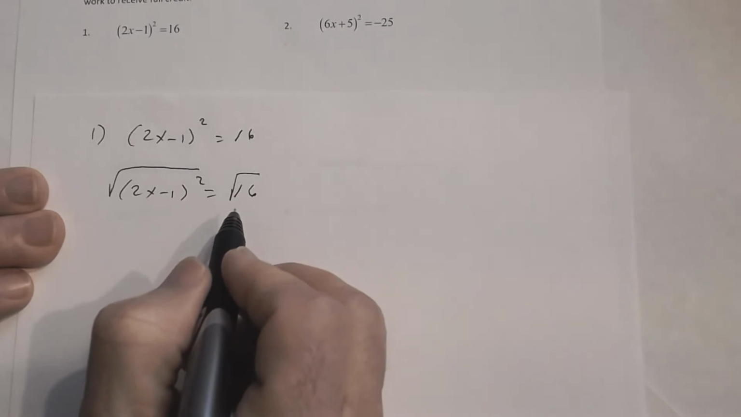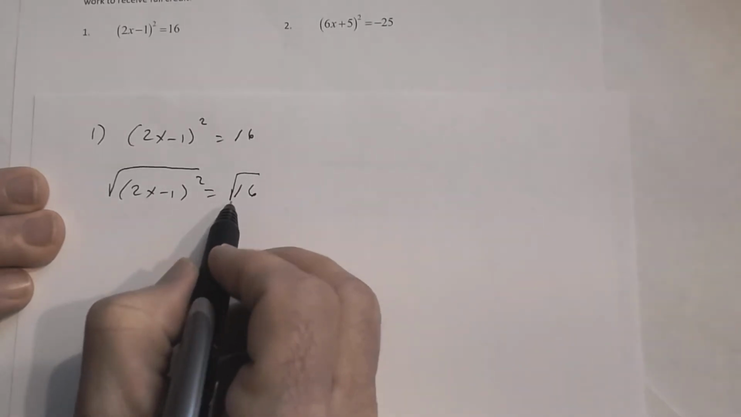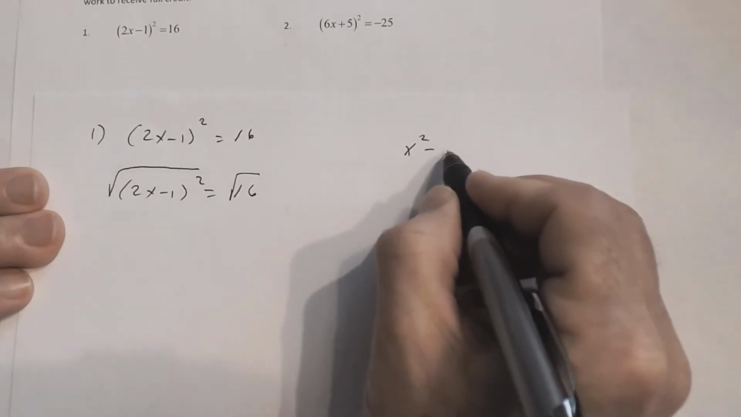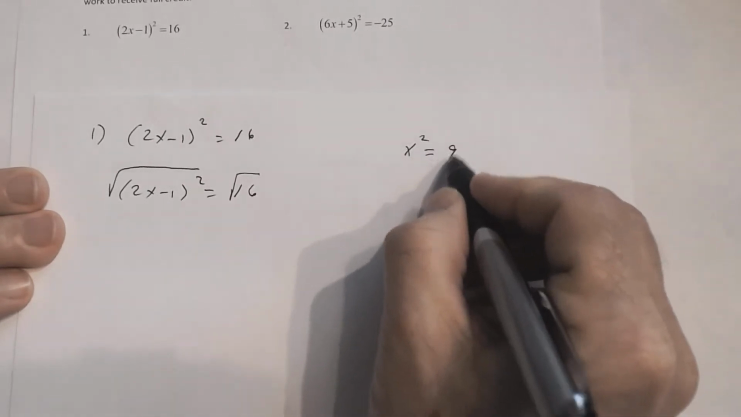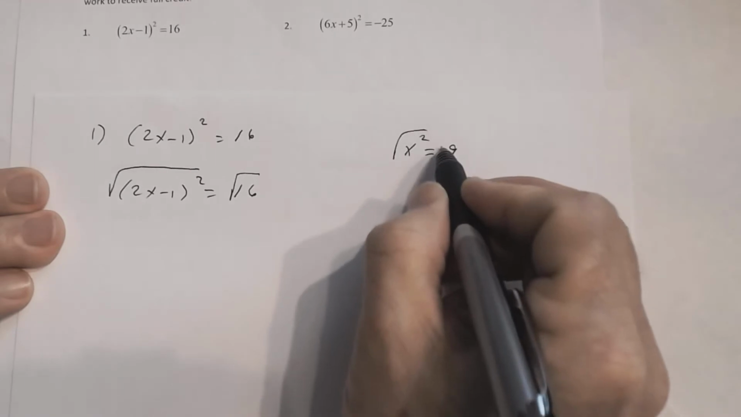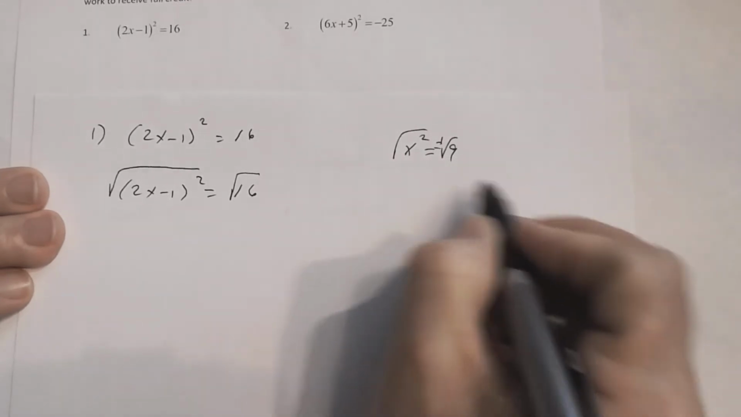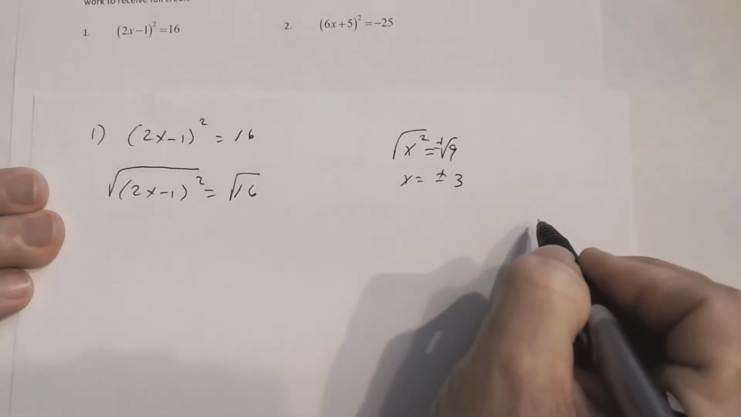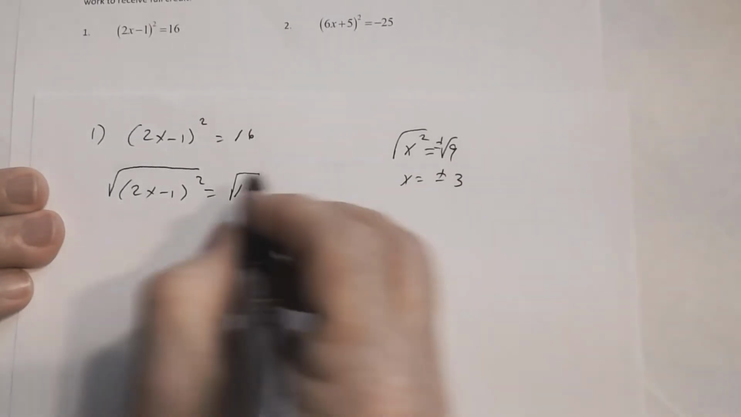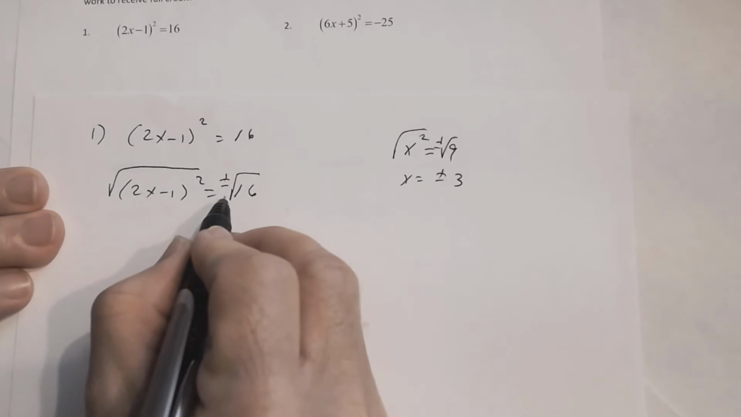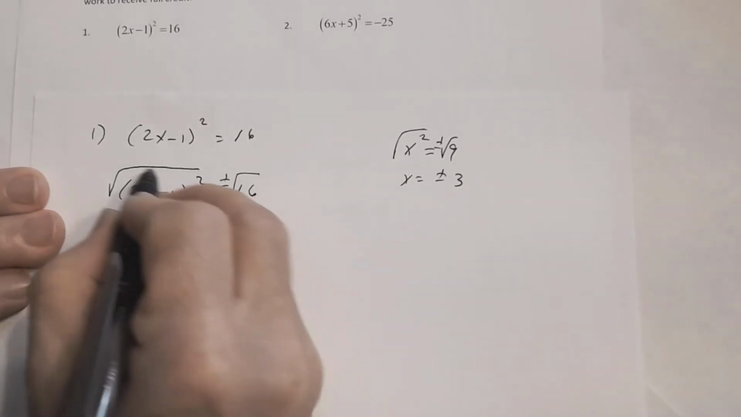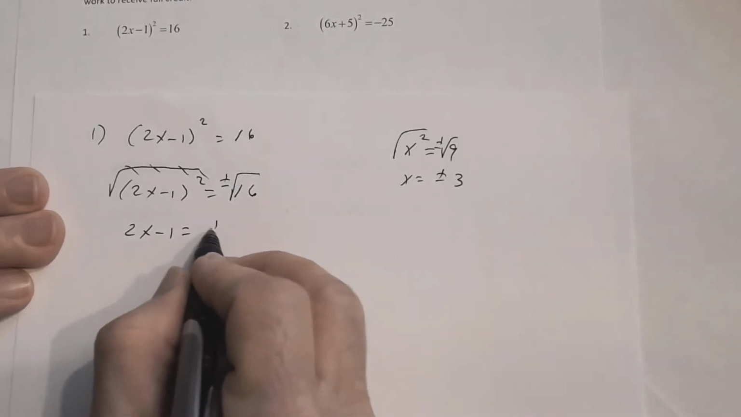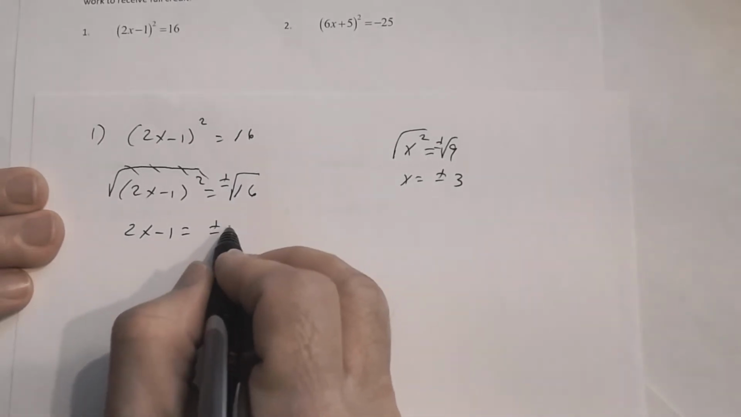But here's the issue. Remember, whenever you take the square root of both sides, just like when you had x squared equal, let's say 9, when you took the square root of both sides, there are two solutions, plus or minus. So your solutions are x equal plus or minus 3, a positive 3 and a negative 3. So don't forget that plus or minus symbol. That's important. And so now the square root and the square undo each other. So you get 2x minus 1 equal plus or minus, and then the square root of 16 is 4.